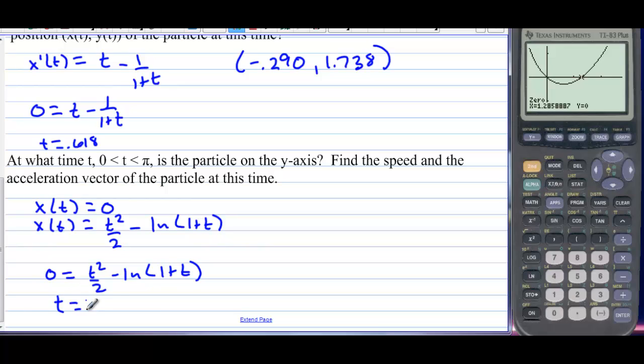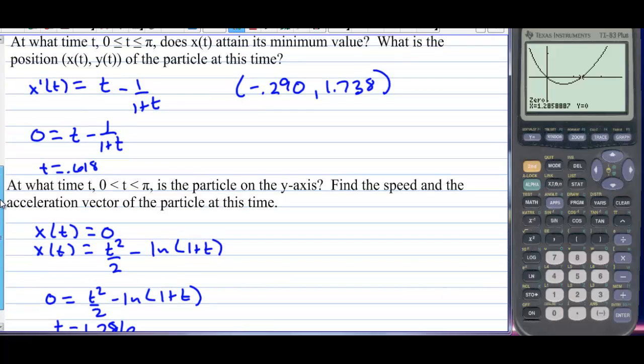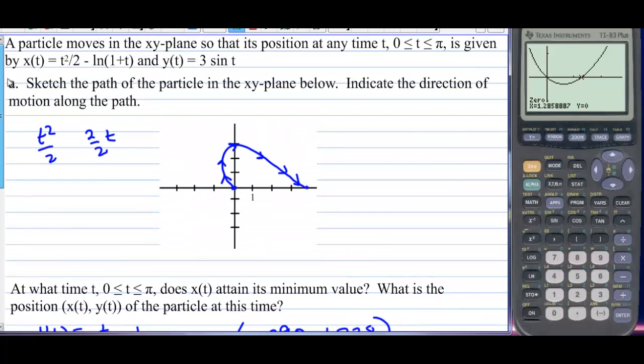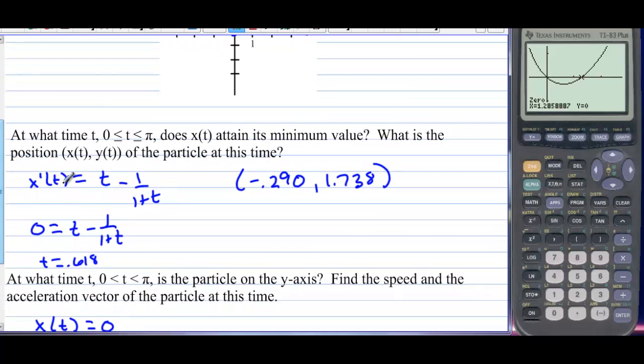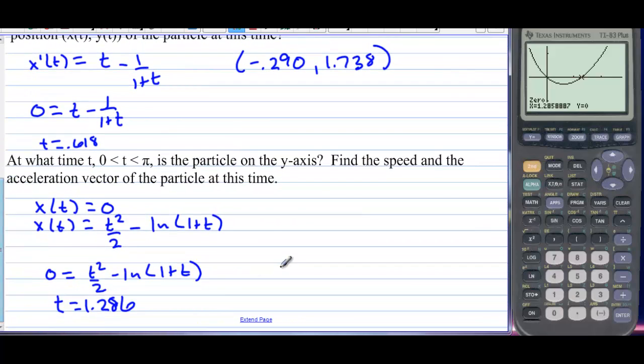So t equals 1.286. Does that answer the question, though? At what time is the particle on the y-axis? It does answer the question. Finally, find the speed and the acceleration vector of the particle at this time. Speed is the magnitude of the velocity vector. And at no point did we find the derivative of y. We found the derivative of x, but we need the derivative of y as well.